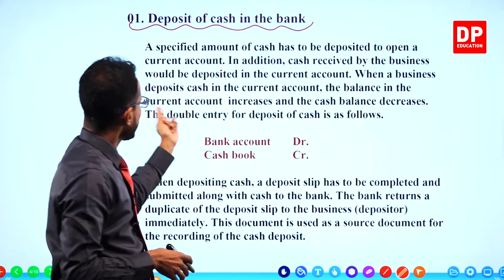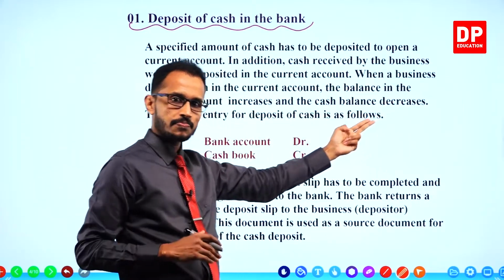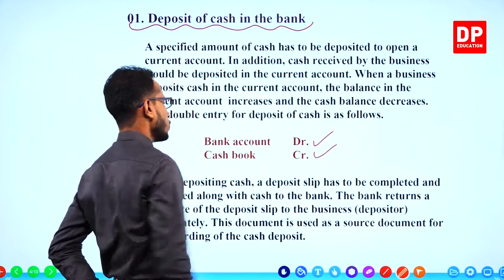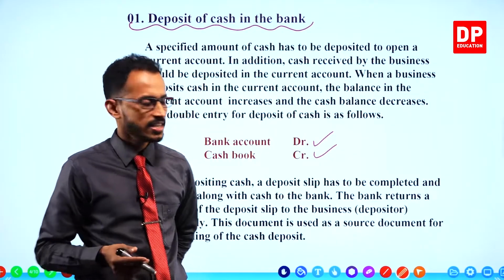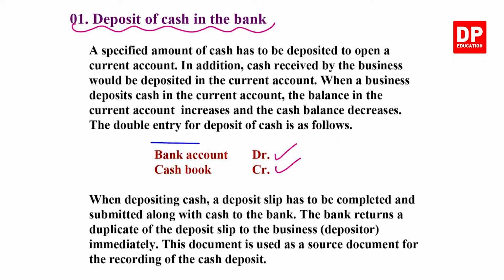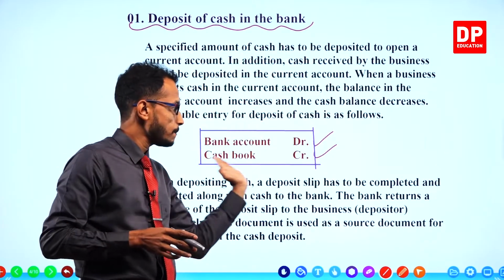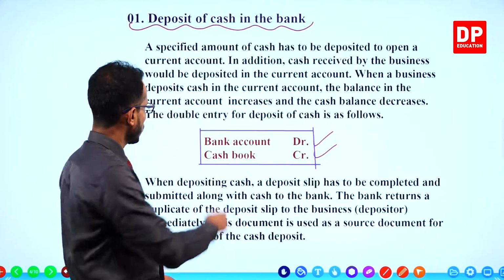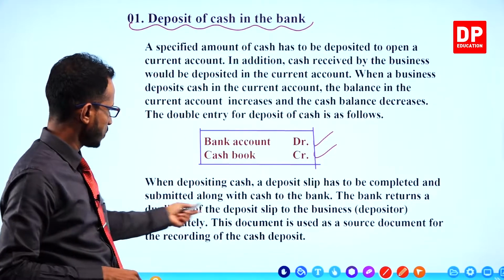The balance in the current account increases and the cash balance decreases. The double entry is this. Bank account debit, cash book credit. Just like I said. The double entry for depositing business cash in the bank account. All right. What's down underneath?